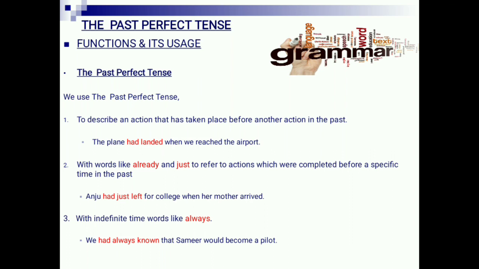You must know Samir and you have been observing him since his childhood, and he must be talking about how to drive an aeroplane. He must have lots of knowledge of aeroplanes. So you had always known that he would become a pilot in future. So this time we can use past perfect tense. I hope here you understood where and when we can use the past perfect form or past perfect tense.